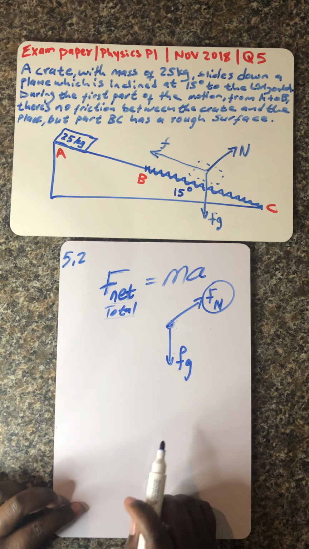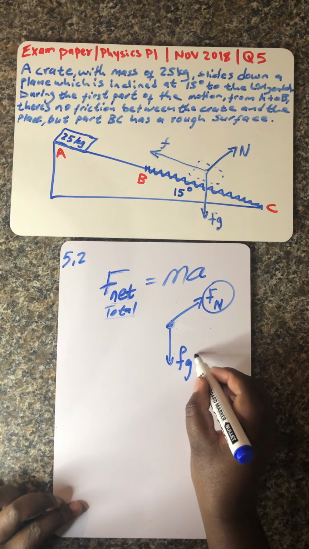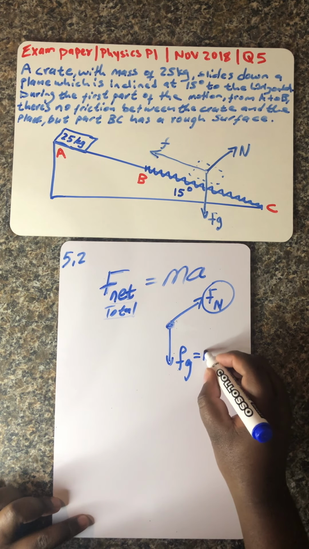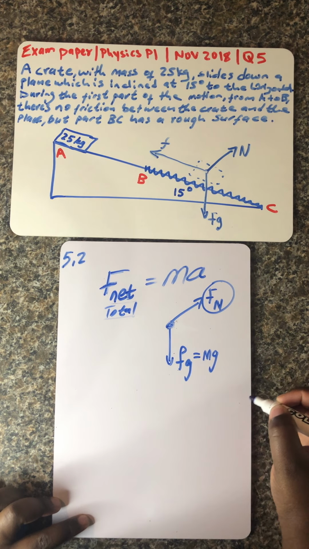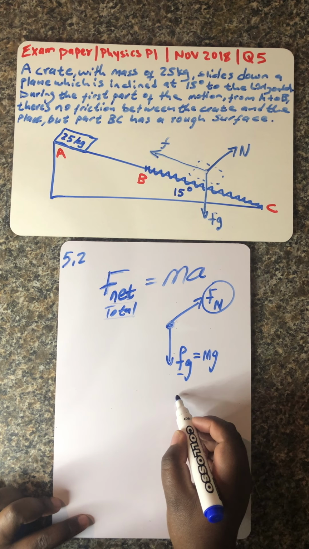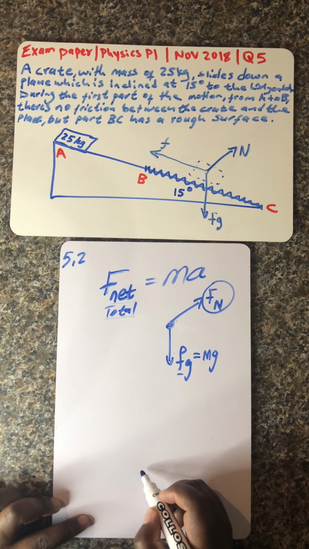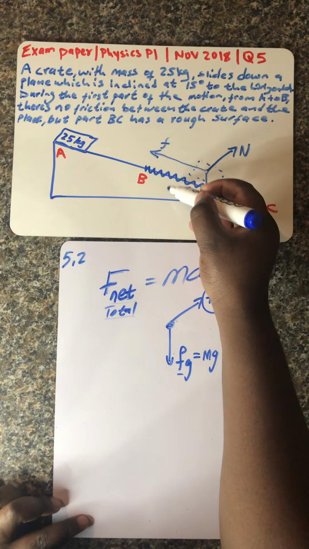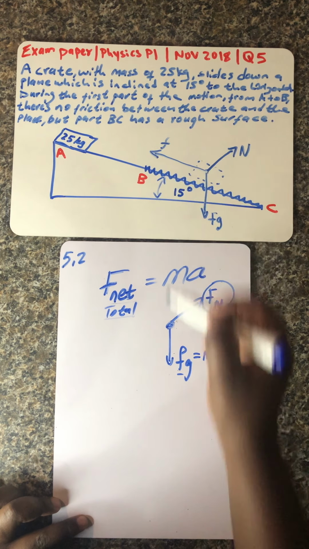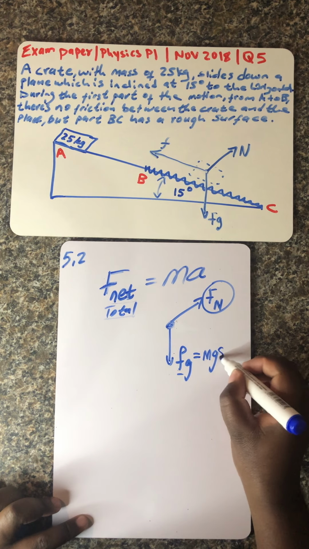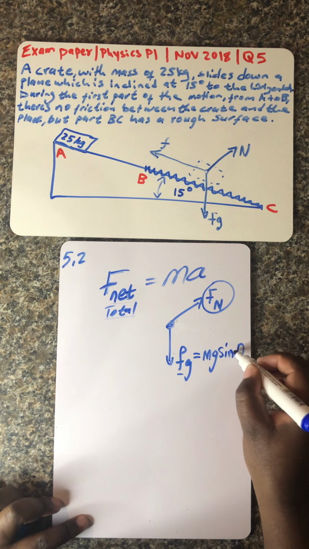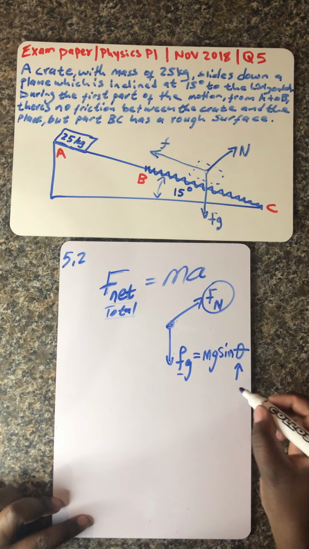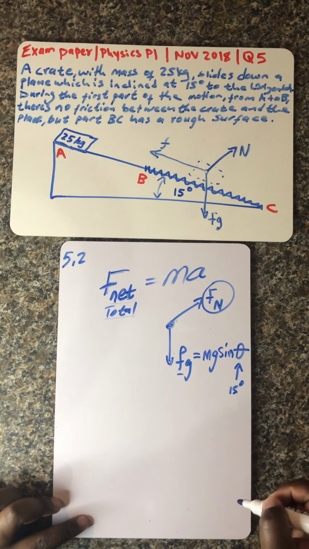Okay, so now what is an equation for FG? We know it's mg. This is the force as a result of gravity, and because this object is sliding at a particular angle, which is 15 in this case, that's why that formula has sine theta. Theta refers to that angle, which is 15 degrees in this case.